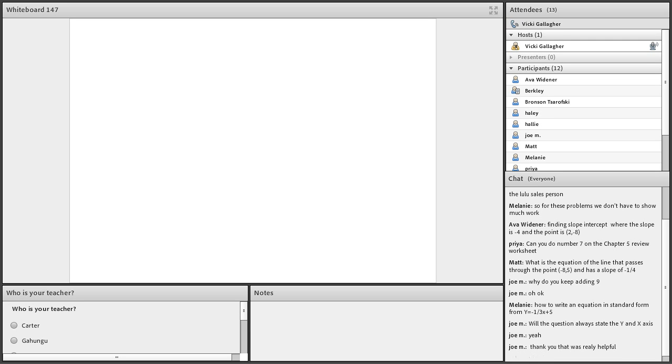I answered the first question. We did a word problem. Okay, so the next question I'm seeing in our list is that we want to write something. Oh, white is not a good color to write in. We want to find something in slope-intercept form. And we were given the slope is -4 and the point is (2, -8).